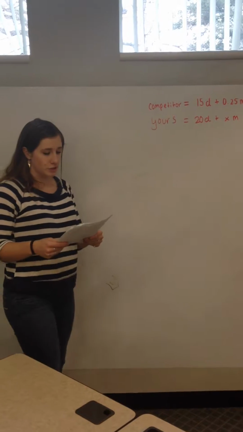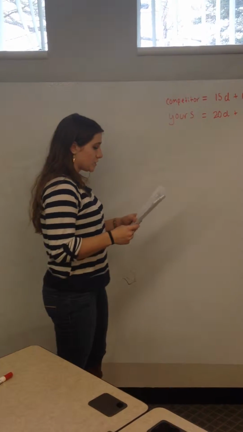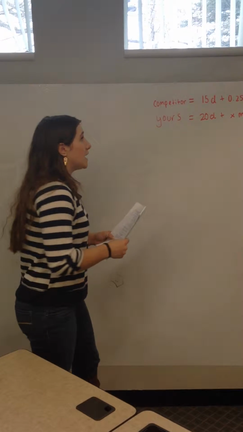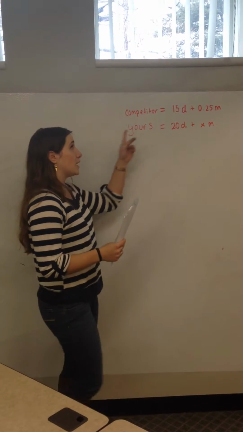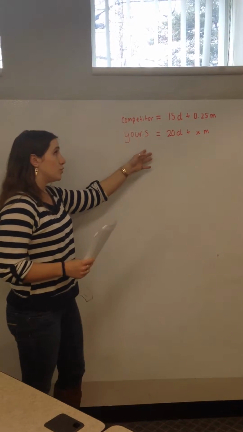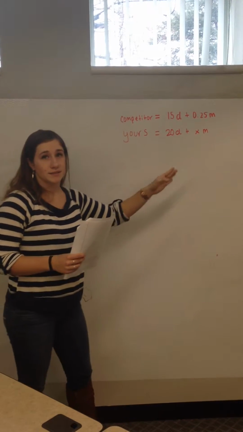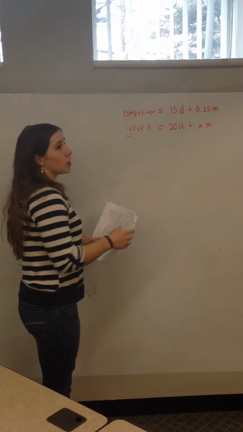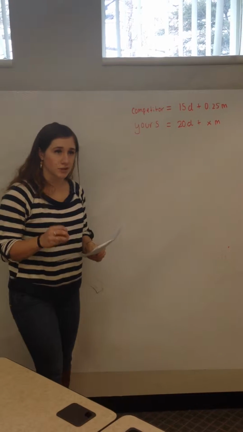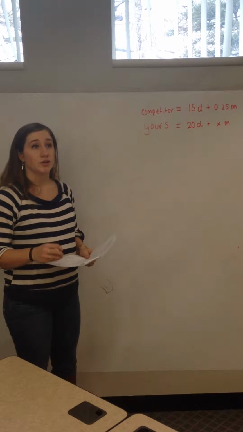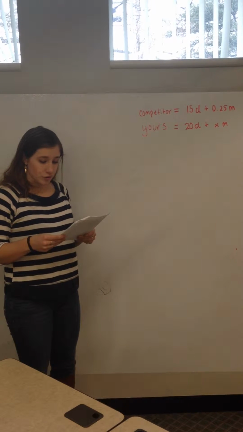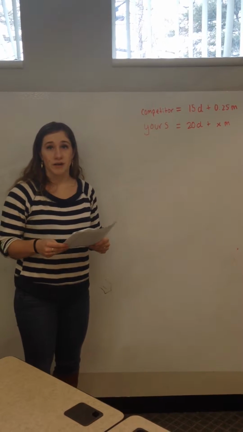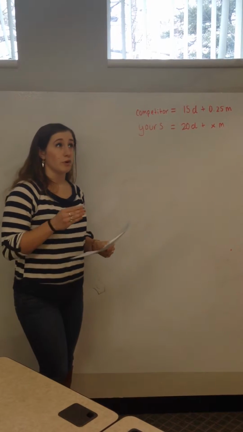All right, so this is for question 2, and this is about a car rental company. Basically, the problem gives you the competitor's rate, and then it gives you your rate, and you're trying to decide how much money to charge per mile so that if a car drives 200 miles and is rented for 5 days, your company is the cheaper option.